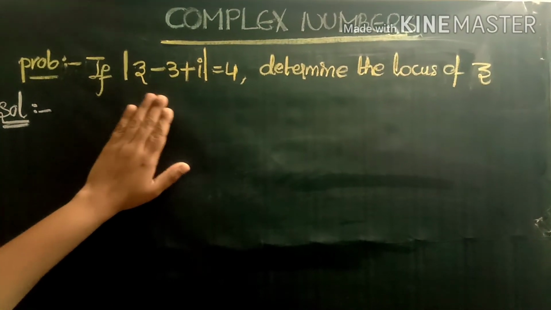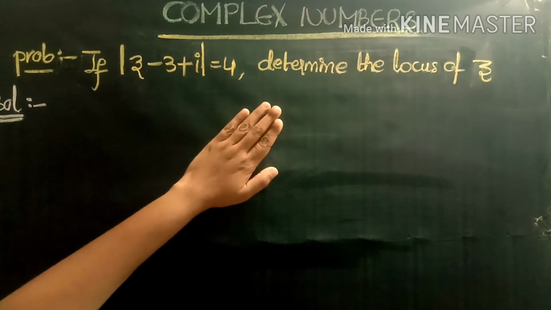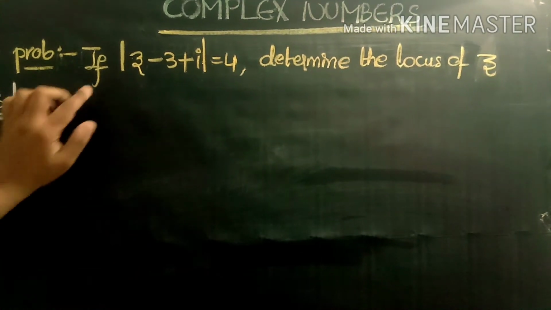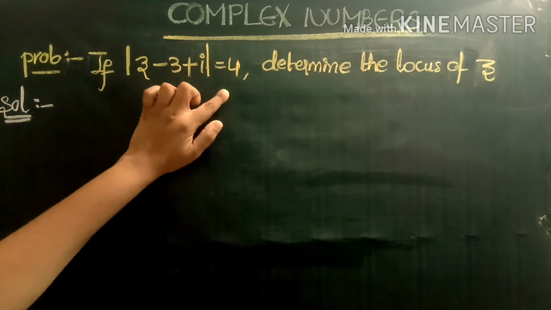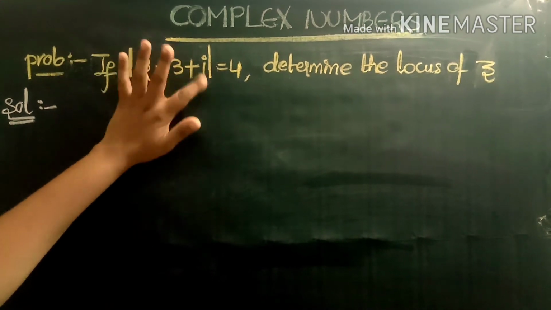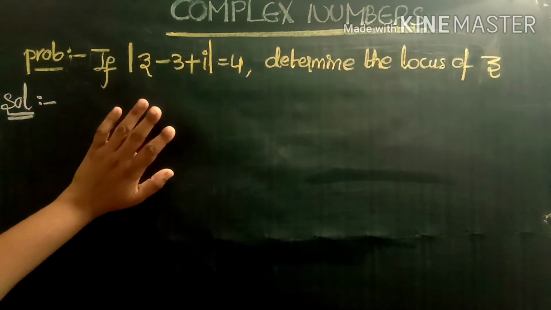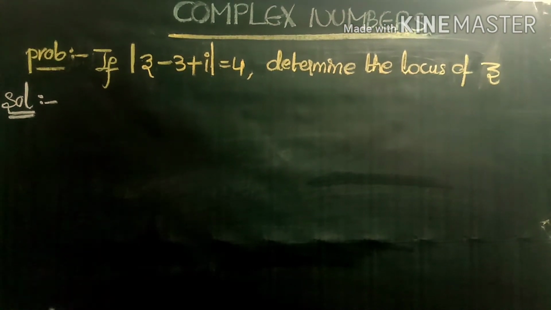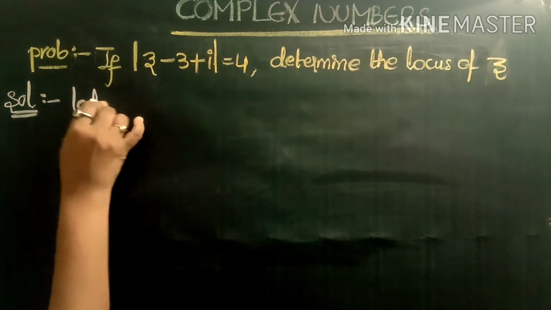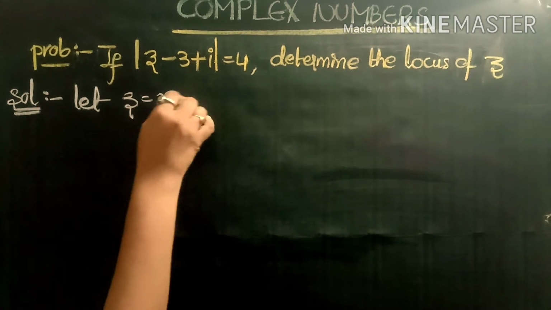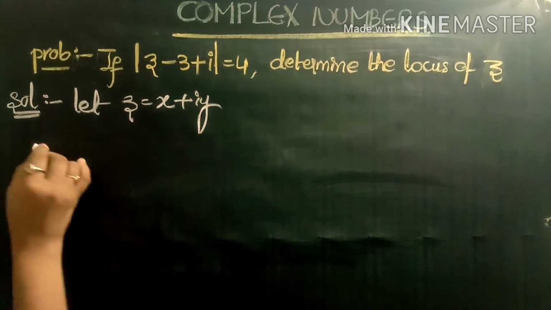Problem: if mod z minus 3 plus i is equal to 4, then determine the locus of z. So the given condition is mod z minus 3 plus i is equal to 4. By using this condition, we have to find the locus of z. First we take z is equal to x plus iy, that is, let z equal x plus iy. Now we are writing the given condition.